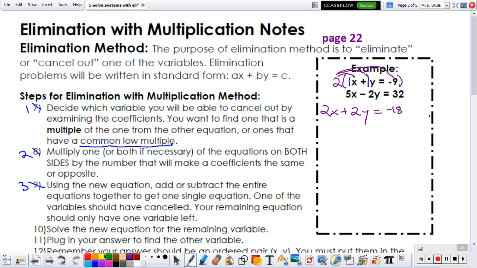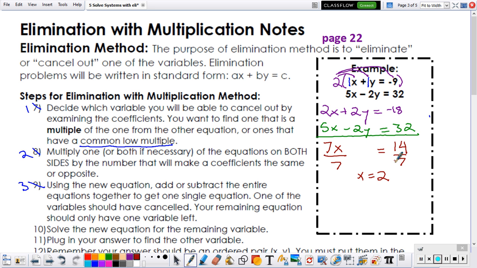And now I'm just going to recopy the second equation. 5x minus 2y equals 32. Add down. 2x plus 5x is 7x. Oh no, no leaky pens. There we go. Negative 2y plus 2y, now the y's cancel, and I end up with 14. So now this is just like the elimination problems we did previously. Divide by 7, x is 2.